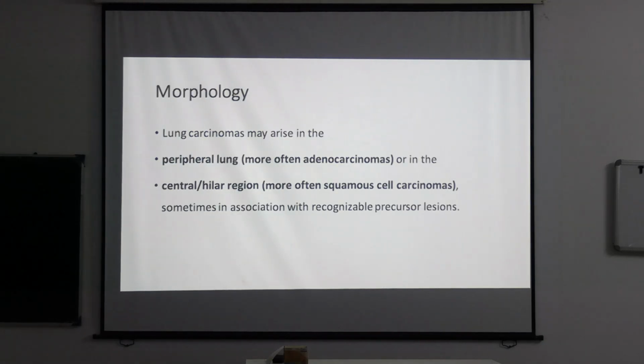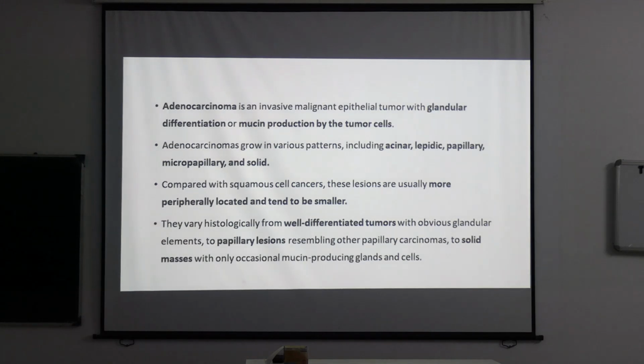Morphology. Lung carcinoma may arise in the peripheral lung, more often adenocarcinoma, or in the central or hilar region, more often squamous cell carcinoma. So it can be from the peripheral or from the central hilar region. Adenocarcinoma is an invasive malignant epithelial tumor with glandular differentiation or mucin production by the tumor cells. There are various patterns of growth like acinar, lepidic, papillary, micropapillary, and solid. Compared with squamous cell cancer, these lesions are usually more peripherally located and tend to be smaller. They vary histologically from well-differentiated tumors with obvious glandular elements to papillary lesions resembling other papillary carcinomas to solid masses with only occasional mucin-producing glands and cells.